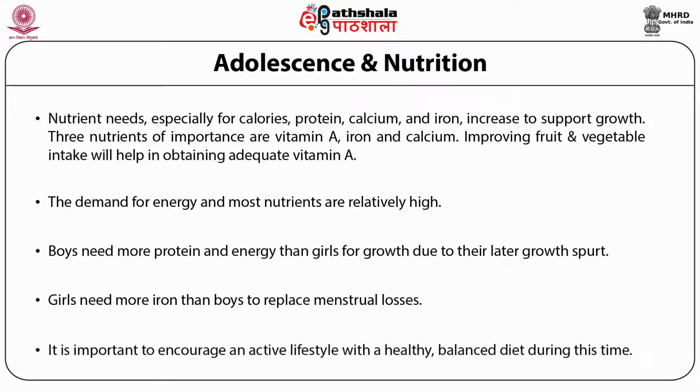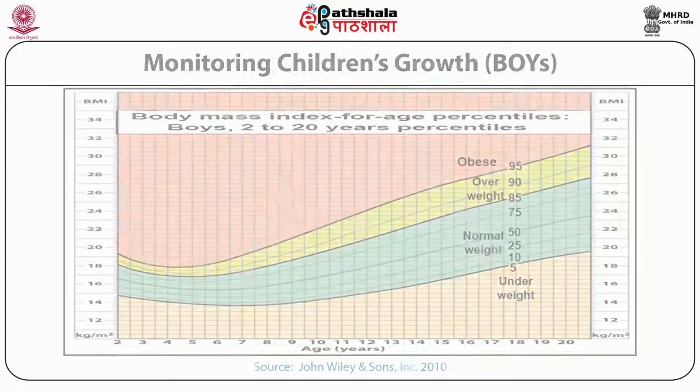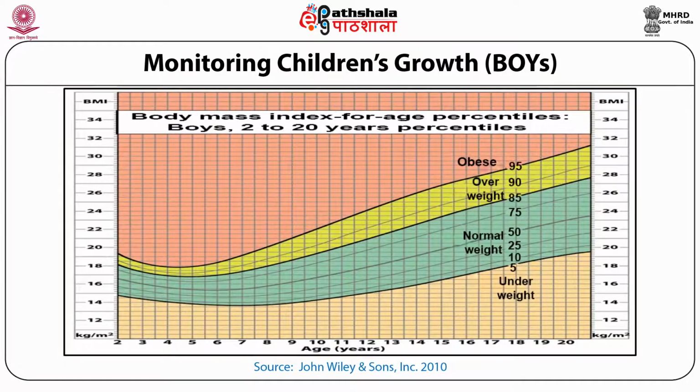So it's important to encourage an active lifestyle among the adolescents with a healthy and balanced diet during this stage of growth to have a desired growth of a child. Monitoring the children's growth is quite important to have an idea about the adequate nutrient supply during the different stages of the growth of a child.